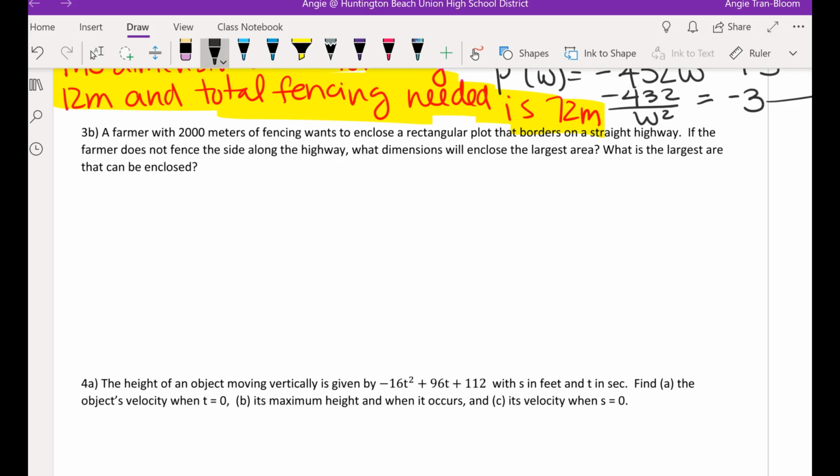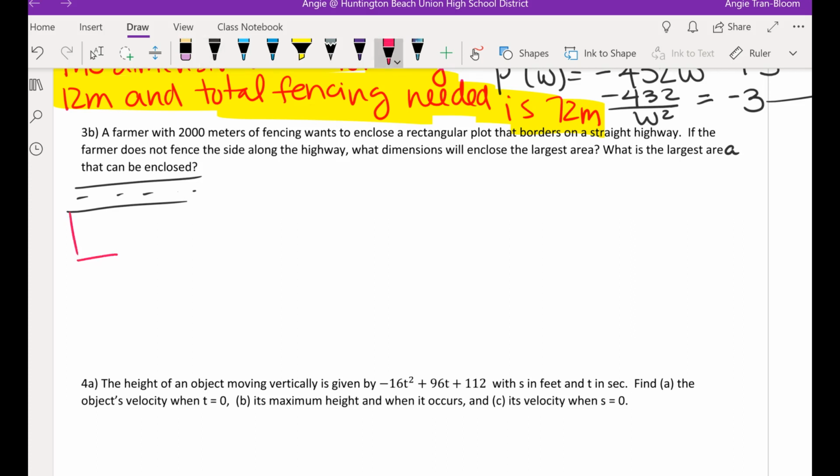Example 3B, a farmer with 2,000 meters of fencing. Now you know the fencing, now you know the perimeter. Wants to enclose a rectangular plot that borders on a straight highway. Okay, straight highway. If the farmer does not fence the side along the highway, what dimensions will enclose the largest area? What is the largest area that can be enclosed? So it's looking for what dimensions and the largest area.